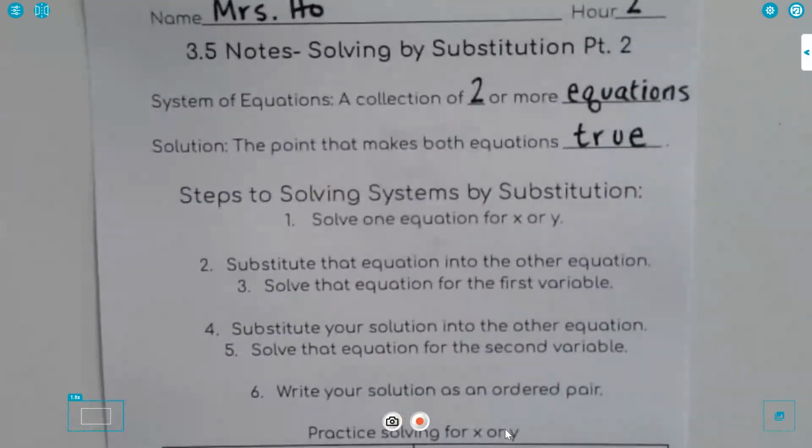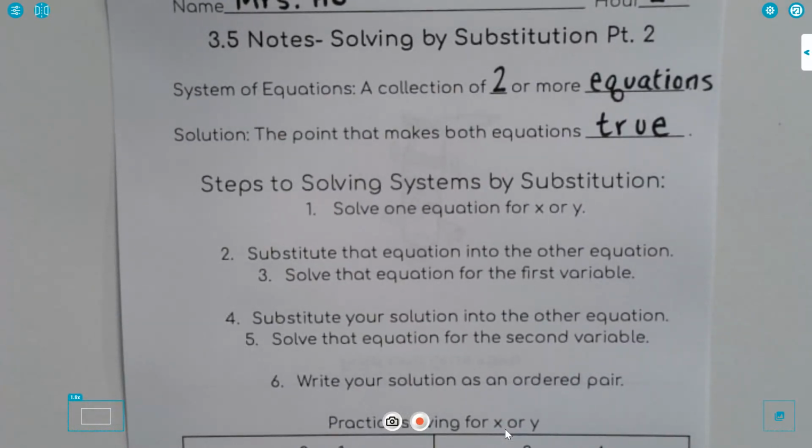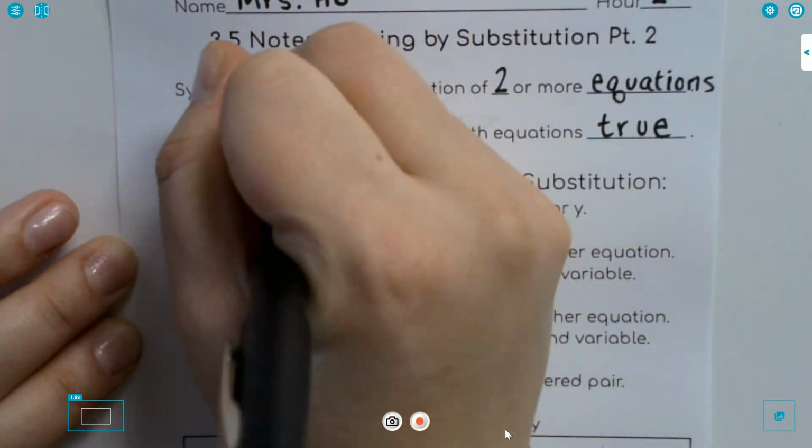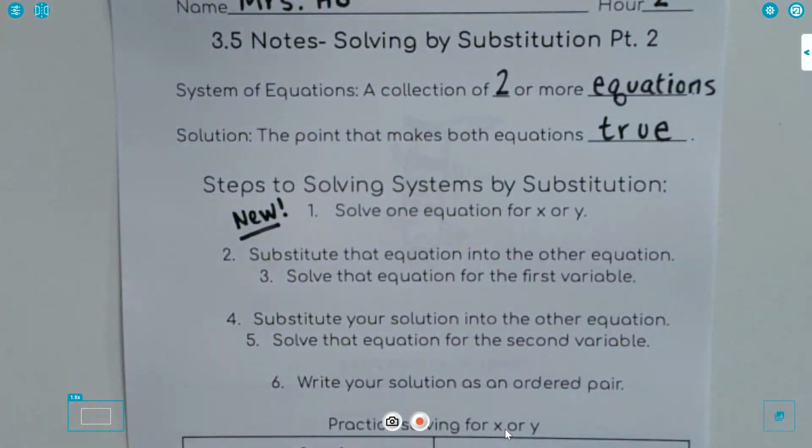We have the exact same list of steps that we had yesterday, but this time step number 1 isn't crossed out because today we are going to have to do step number 1. So if you want to put a little note to yourself, this is the new part of today. The only difference between today and yesterday is at the beginning of the problem, we have to do step number 1. We are responsible for solving one of our equations for x or y, because we need that in order to be able to substitute it in.